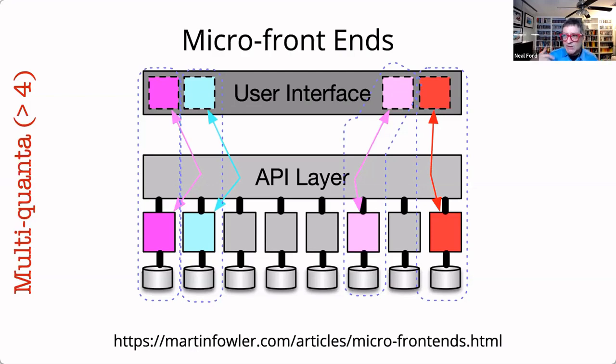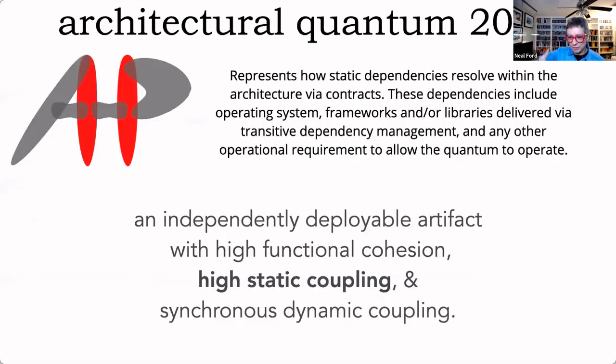And so the idea of the static quantum measure is this is how static dependencies resolve themselves within a distributed architecture. And so the static quantum includes everything required to bootstrap something like a service. So it's the code, it's the container, it's the database. If you are using an event-driven architecture and need a message broker, then the broker is part of the static quantum. It's everything required to bootstrap it.